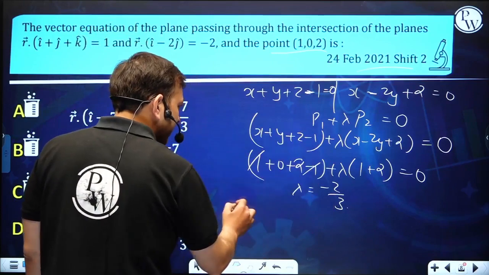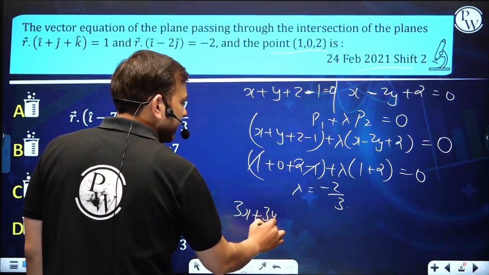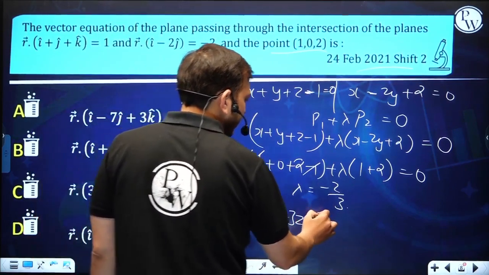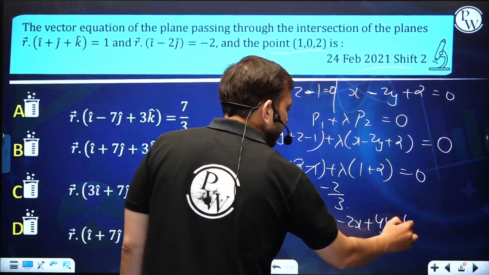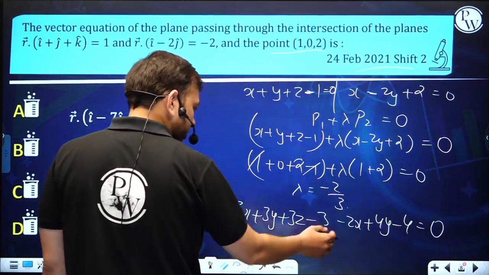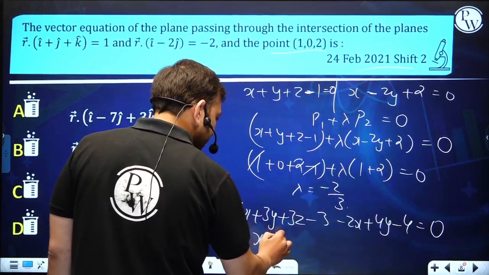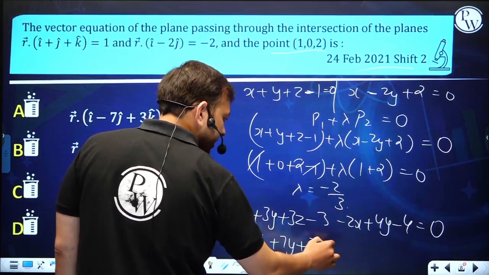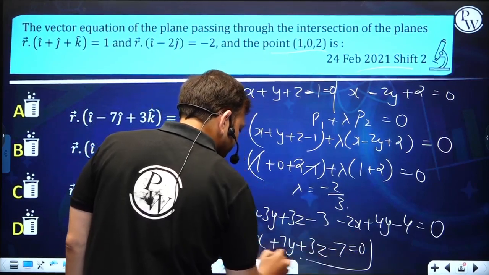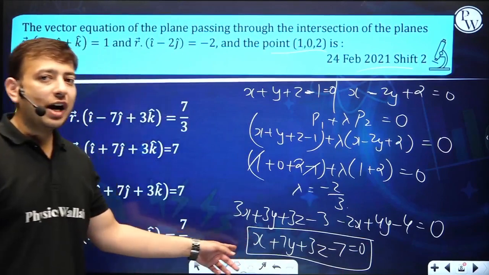So when I take the LCM, it will be 3x plus 3y plus 3z minus 3. Minus 2x plus 2 2s are 4y, 2 2s are 4, equal to 0. So x plus 7y plus 3z minus 7 equal to 0. This is your Cartesian form.